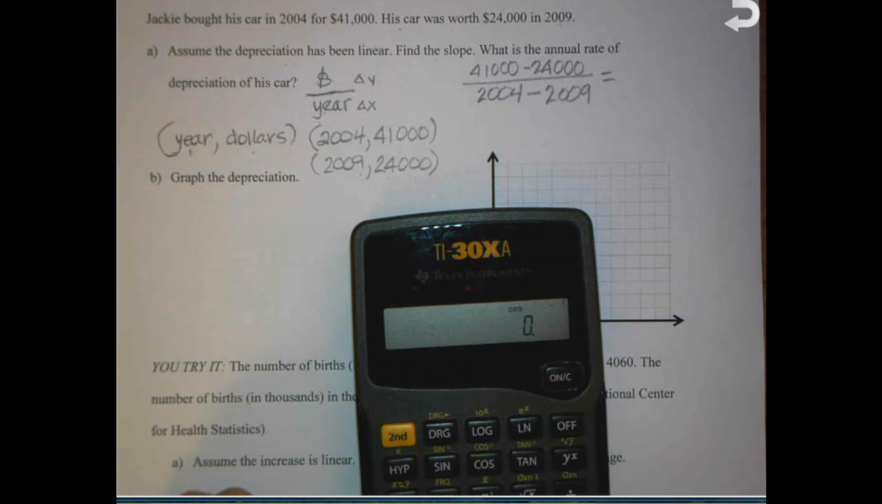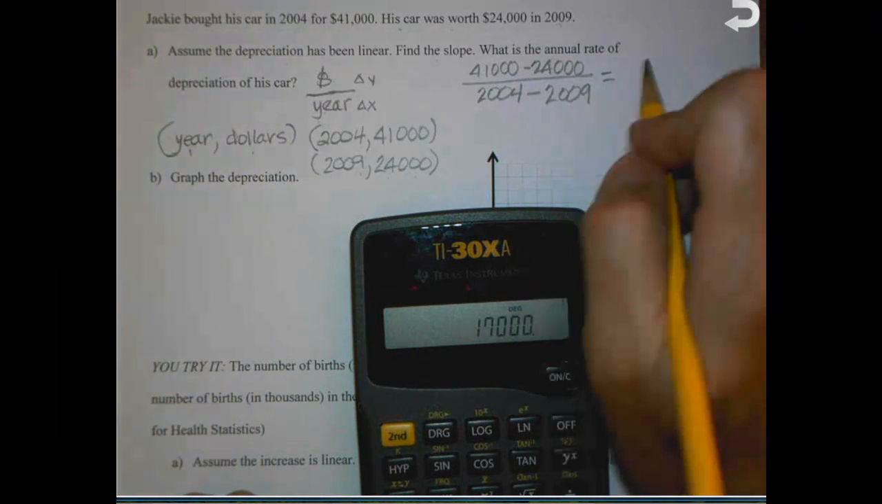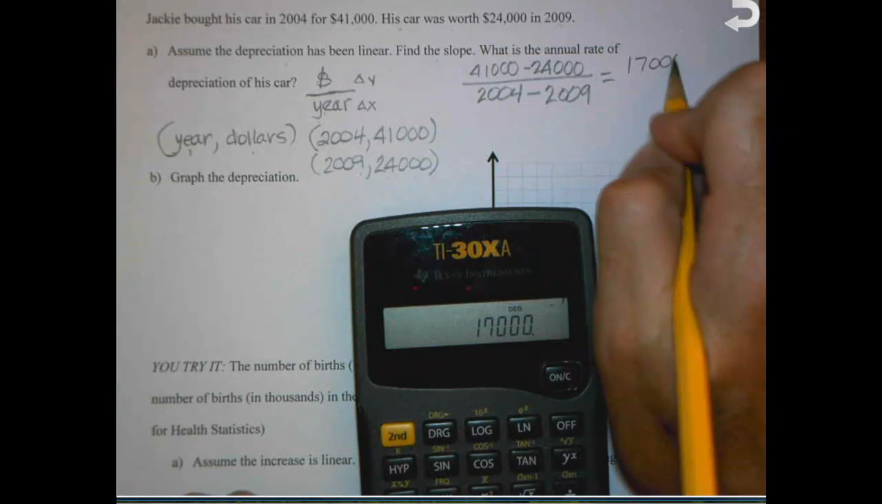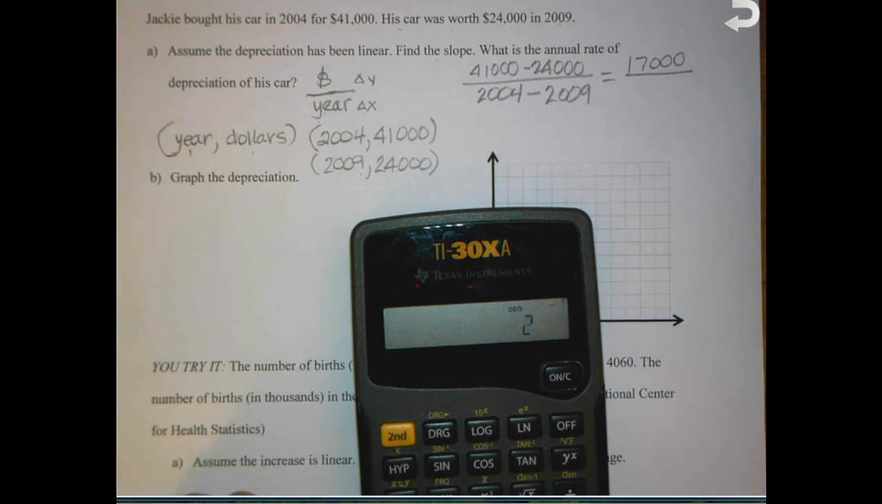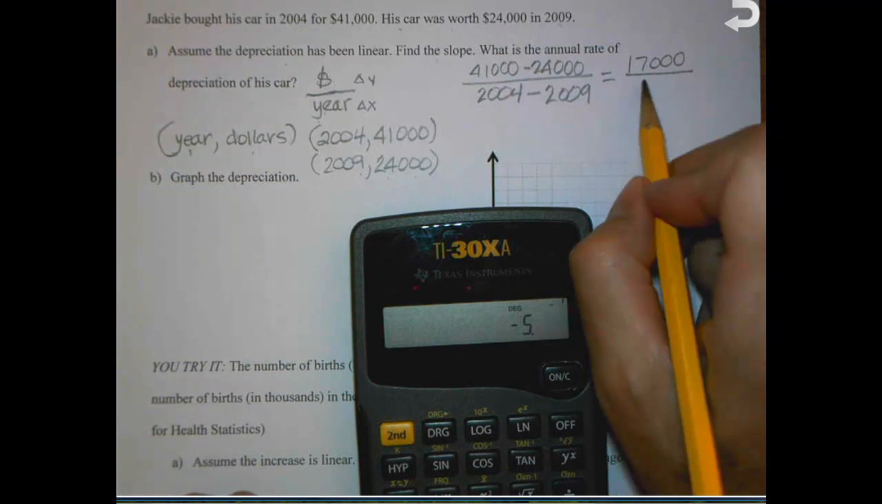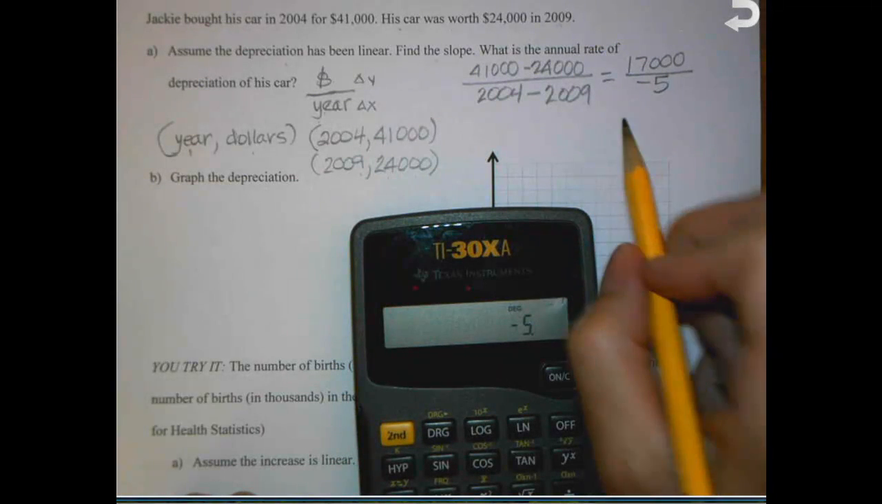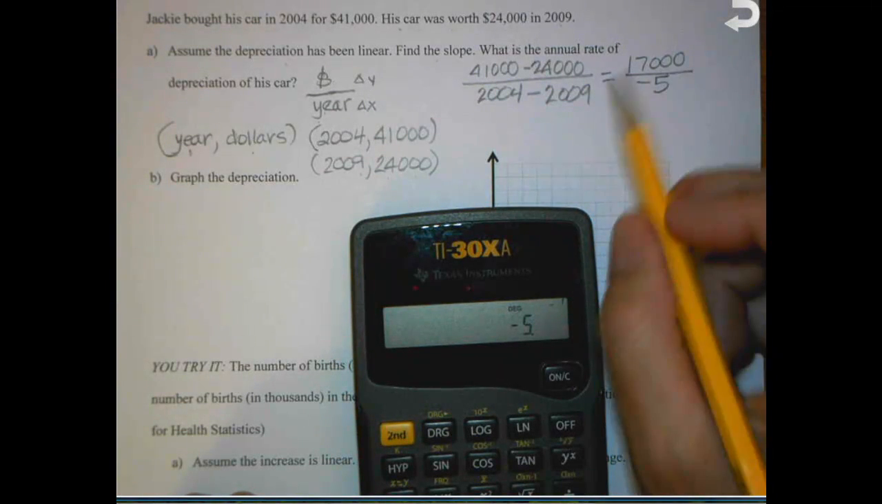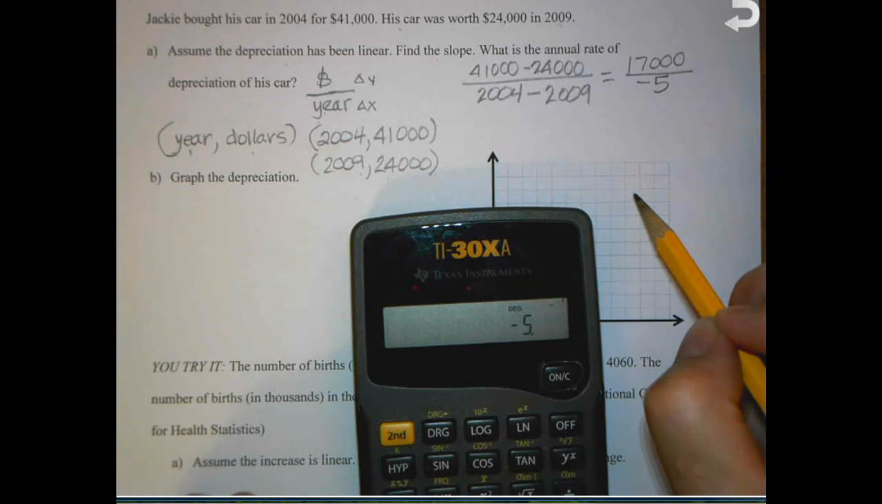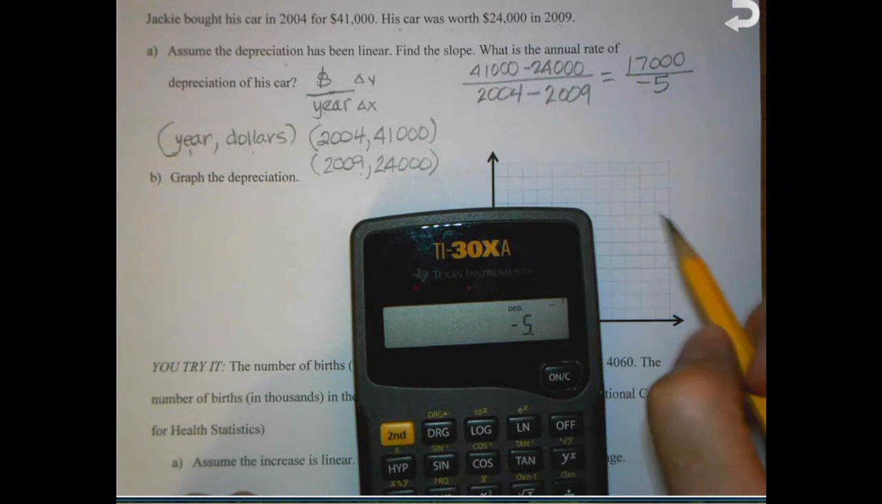So if we do 41,000 minus 24,000, we get 17,000 over 2004 minus 2009, which is -5. So we have a negative slope, which means our line is going down, which is appropriate because the value is going down.